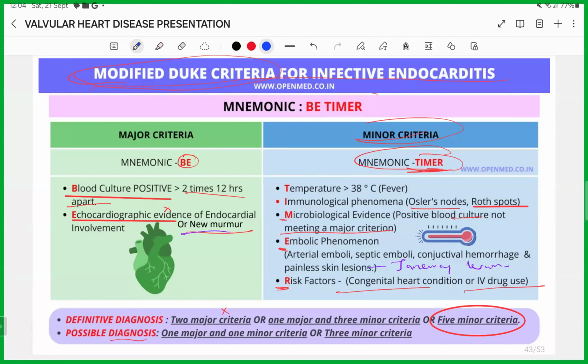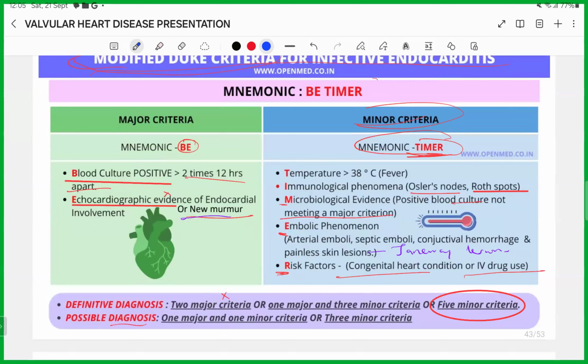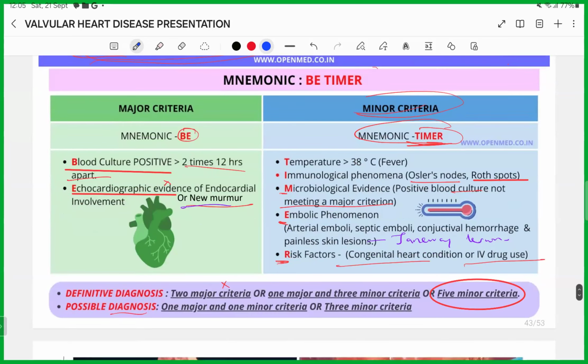And then the minor criteria is what you can use as TIMER. So you have fever, T is for temperature, fever, then you have immunological phenomena, such as the ones you mentioned, Osler's nodes and Roth spots, microbiological evidence, embolic phenomena, as you mentioned, as well as presence of risk factors. And the diagnosis can be either definitive or probable or possible. Definitive is when you have 2 major criteria, or 1 major and 3 minor, or 5 minor criteria. And then the possible diagnosis is when you have something that's not too sure, whether you have 1 major and 1 minor, 3 minor, like it doesn't meet that threshold for definitive diagnosis.